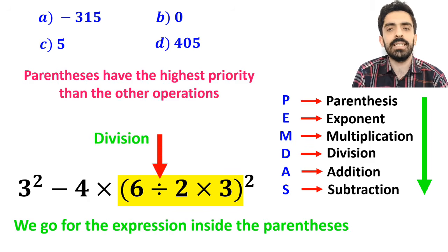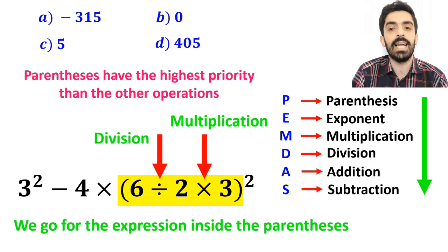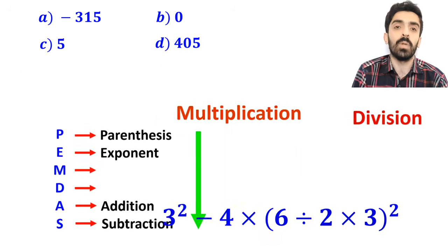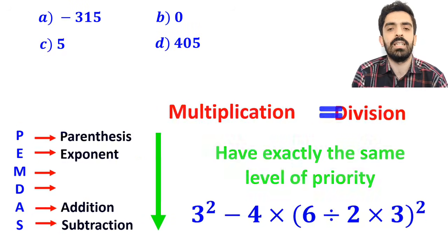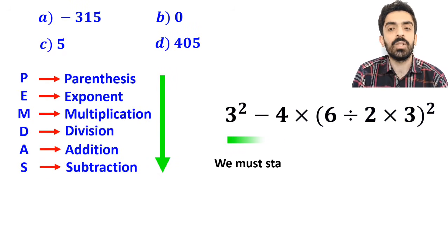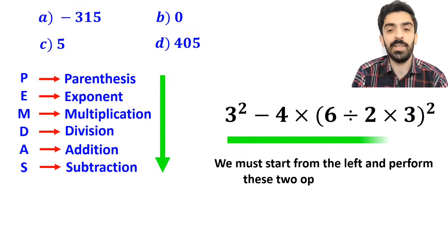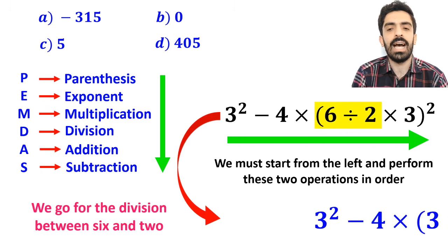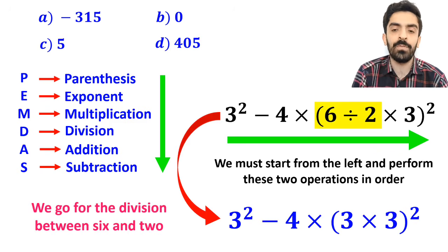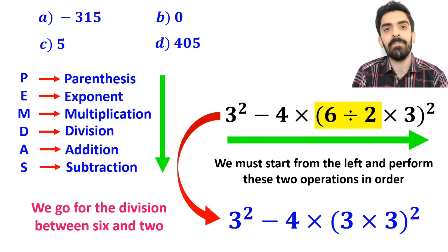And inside the parentheses, first we have a division sign and then a multiplication sign. It's very important to note that multiplication and division have exactly the same level of priority. In this situation, we must start from the left and perform these two operations in order. So, first we go for the division between 6 and 2, and write this expression as 3 to the power of 2 minus 4 multiplied by (3 times 3) all squared.